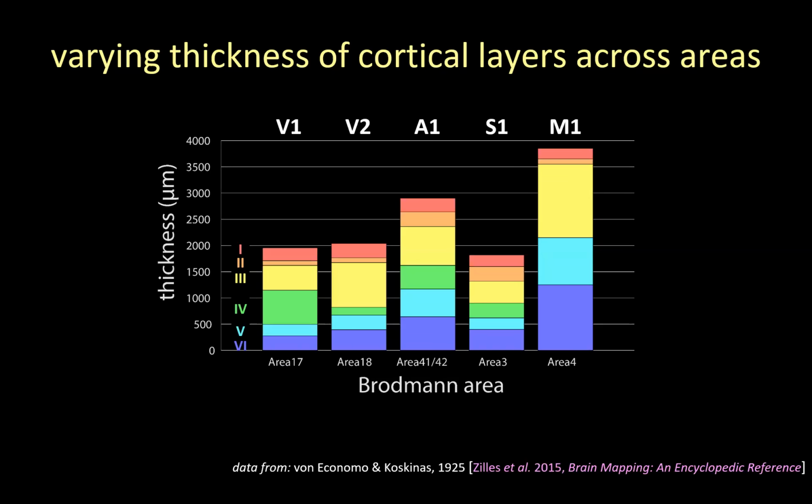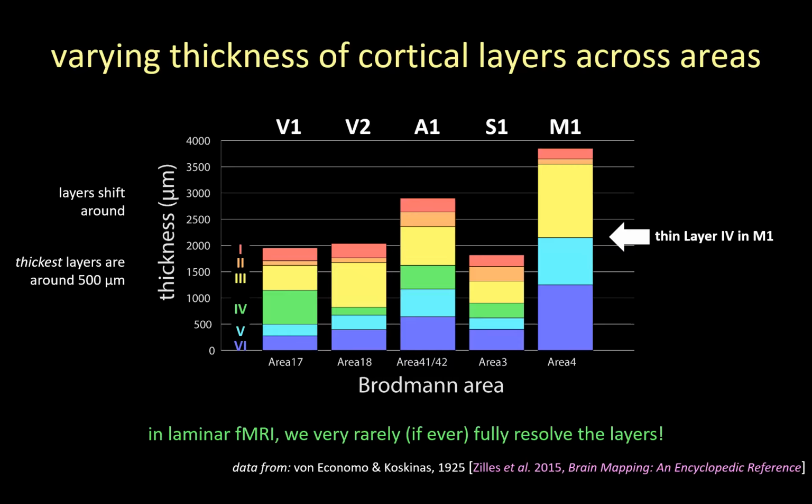As Jonthan had also mentioned, there's varying thickness of cortical layers across areas. Here again, we see a really thin, often not really represented layer 4 in M1. What this tells us is that the layers are really shifting around across the cortex, even between adjacent cortical areas like V1 and V2. The thickest layers in humans are about 500 microns, as Jonthan said. And so what this tells us is that in laminar fMRI, we very rarely, if ever, fully resolve the layers. We might need a 200 micron voxel in order to resolve these.